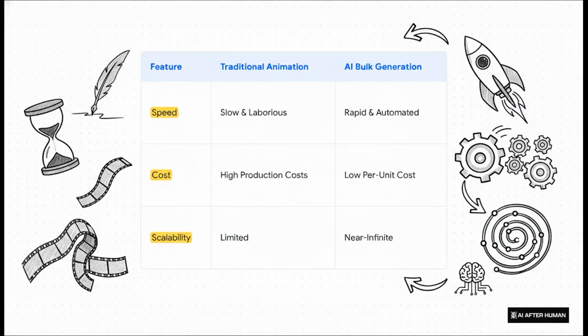And this table right here, this really shows you why this is such a game changer. I mean, look at it. Traditional animation is slow, it's expensive, and it is incredibly hard to scale up. But with AI, the whole process is fast and automated. The cost for each video just plummets, and the scalability, well, it becomes pretty much infinite. This completely changes what's possible for a single creator, letting them compete with giant production studios.